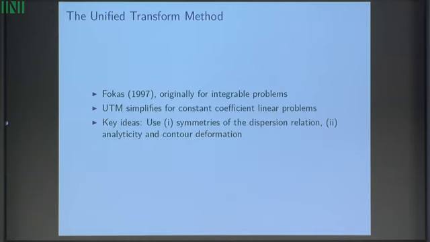Okay. So let me talk a little bit about the unified transform method. I think that there were some talks in previous workshops about this, but again, that was a different workshop. I guess this goes back to 1997, where the first results were published. Fokas' original goal was to extend the inverse scattering method for KdV, nonlinear Schrödinger, and so on, to boundary value problems.